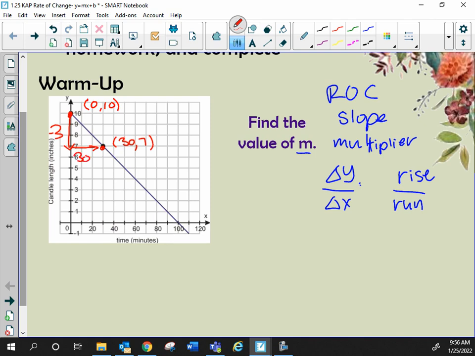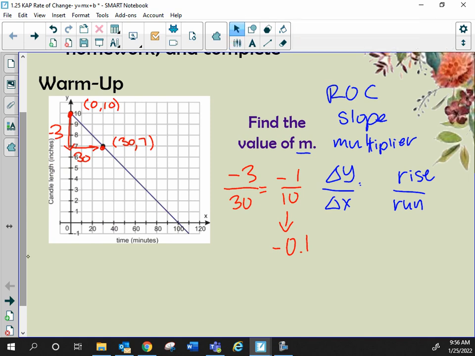Okay, so let's plug that into whatever form I like. My rise again was negative 3 over 30. That can simplify down to negative 1 over 10. What decimal form is that? Negative 0.1. Okay, are we good with that? Yeah.